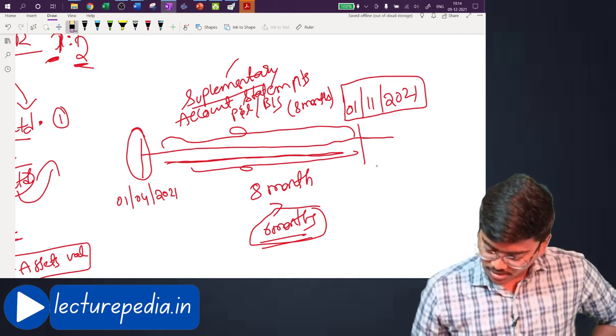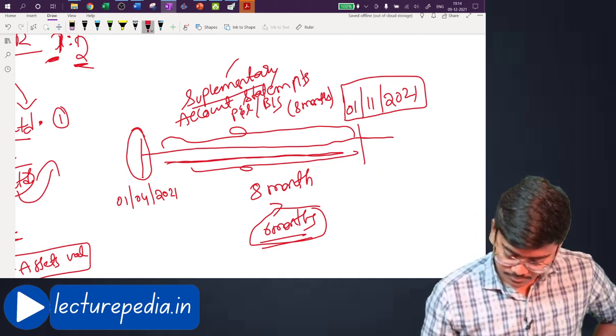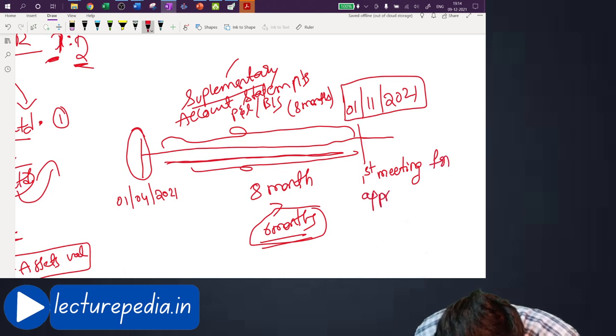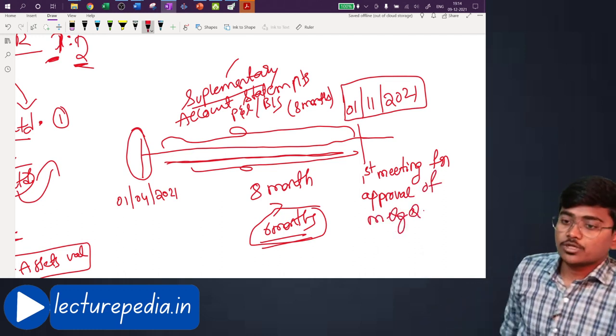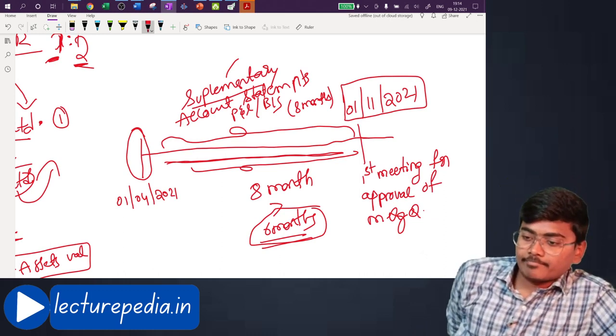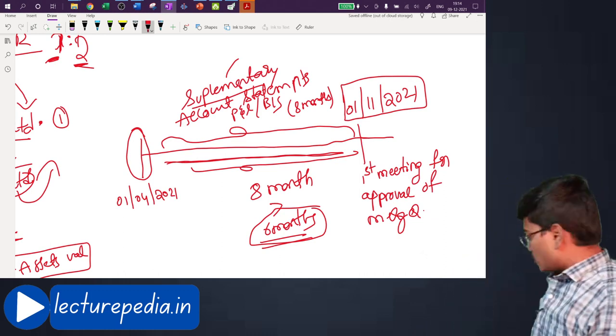Here you can write: first meeting for approval of merger is being held on 1st November 2021. You can take a note of this.